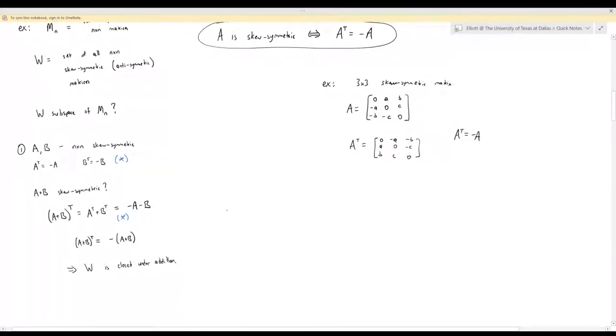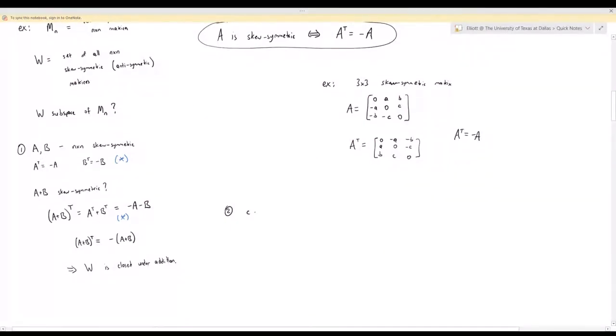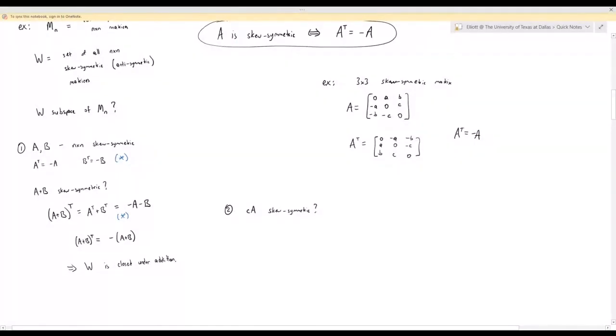And then just to check the second property, let's say that we take A, which is skew symmetric, and we multiply it by a scalar. So we need to ask, is the scalar multiple now also skew symmetric?